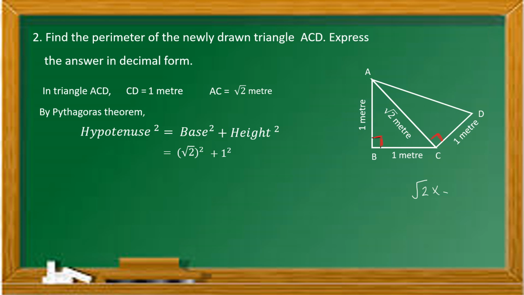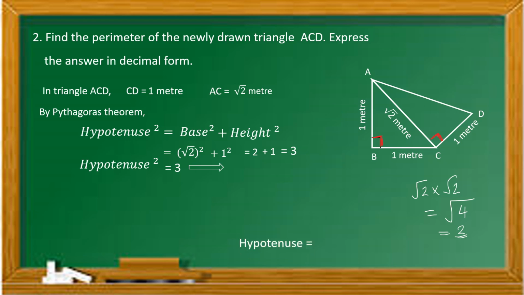Root 2 into root 2, that is square root of 4, that is 2. So what you get? We get 2 plus 1, that is 3. So hypotenuse square is 3. What will be hypotenuse? Very good, it's square root of 3.